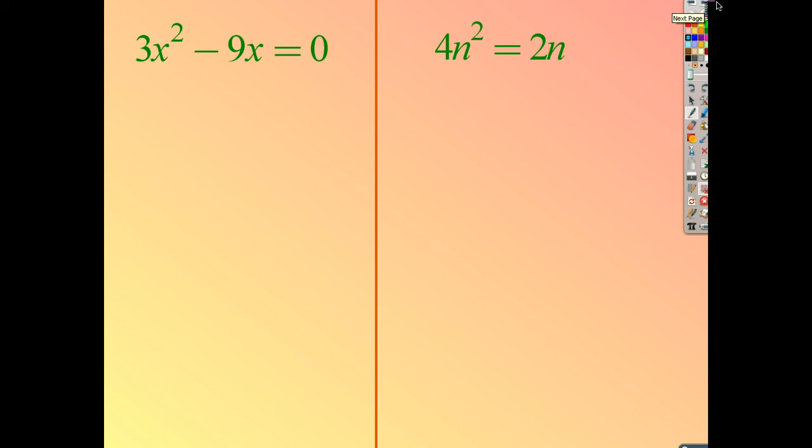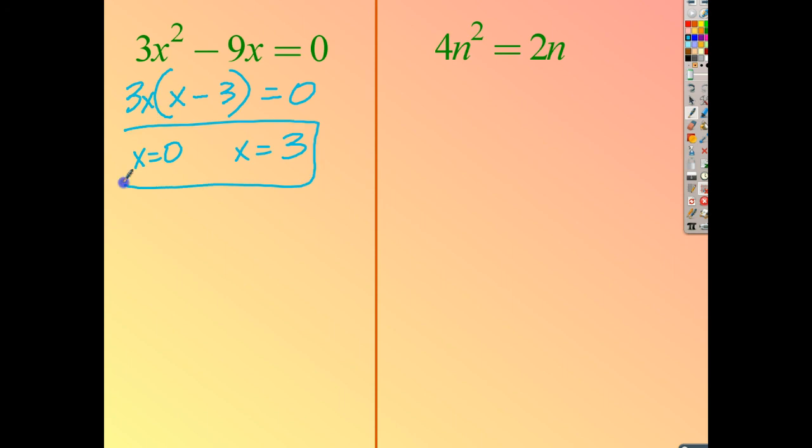All right, I'm just going to go through this real quick. I'm going to factor out a 3x from here, and I get x minus 3 is equal to 0. So x is equal to 0, or x is equal to 3. I know I can plug 3 right in here and I'm going to get 0. So that's one solution. Over here, I need to get my terms all on the same side.